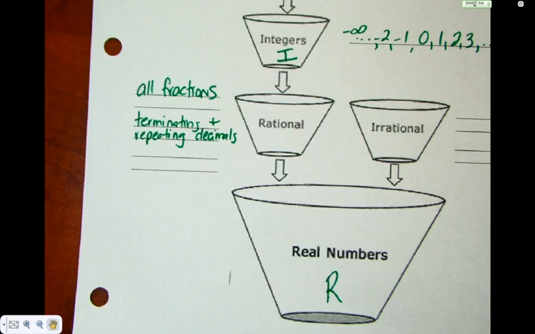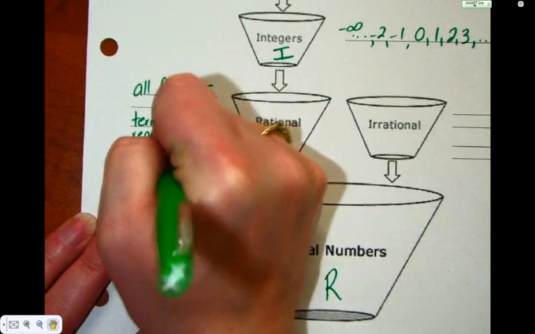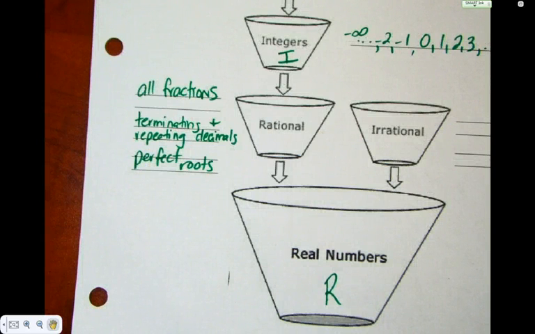Give me an example of a perfect cube root. 27, because we talked yesterday, what's the cube root of 27? 3. Give me a perfect fourth root. 81, because the fourth root of 81 is 3. Yes, you're very right, it's 3. So I'm going to call this perfect roots. Last year we would have called it perfect square roots, but now you understand that there's more than just square roots, there's cube roots and fourth roots.